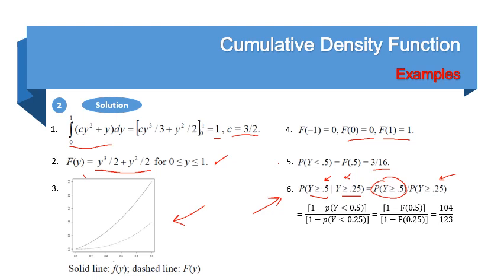But remember, in your numerator, we need the probability greater than, and your capital F gives you the probability less than. So 1 minus the probability less than 0.5, which is 1 minus the capital F at 0.5. The same can be done in your denominator. You need the probability greater than 0.25, which is 1 minus the probability less than 0.25, or 1 minus the capital F at 0.25. Then we get the answer finally as 104 over 123 here.